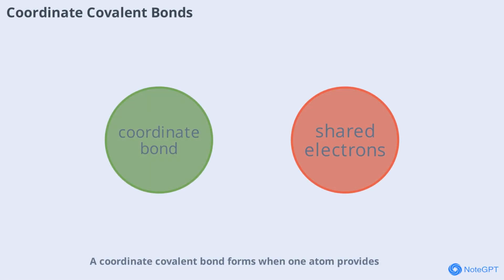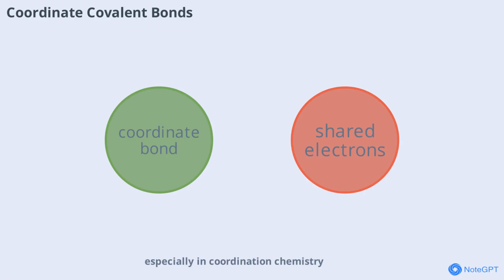A coordinate covalent bond forms when one atom provides both electrons for a shared pair in a covalent bond. This type of bond is found in many complex ions and molecules, such as the ammonium ion. While similar to regular covalent bonds, coordinate bonds are important in understanding the structure and reactivity of certain compounds, especially in coordination chemistry.